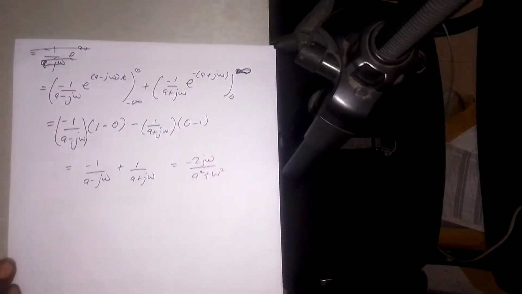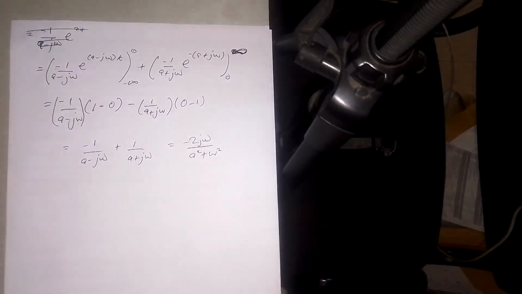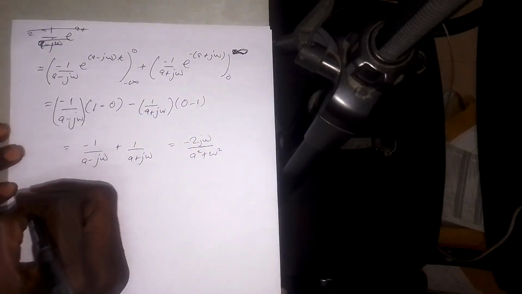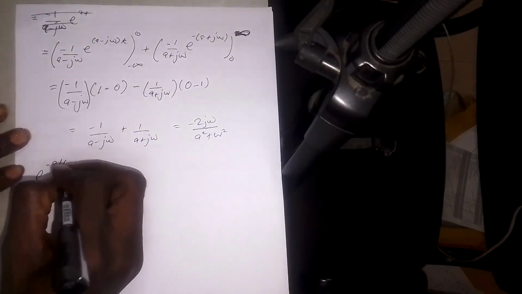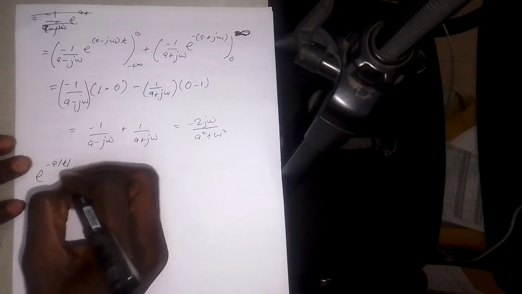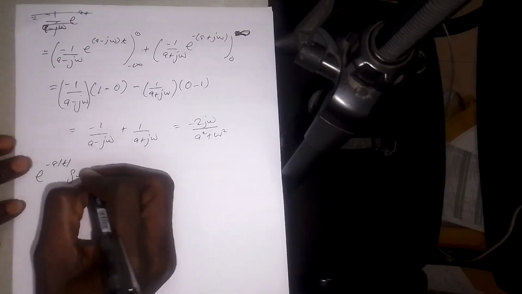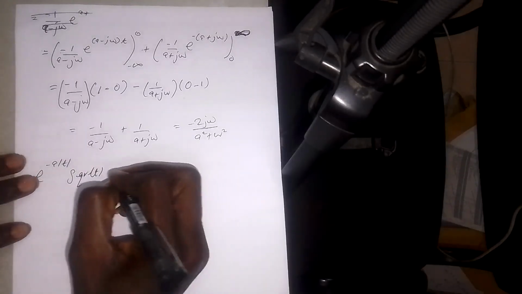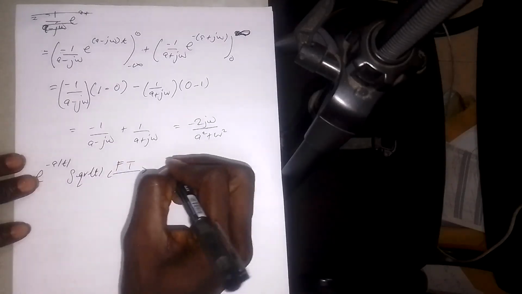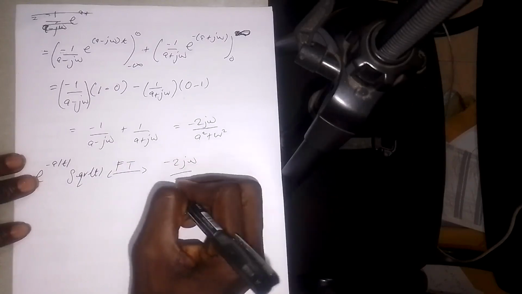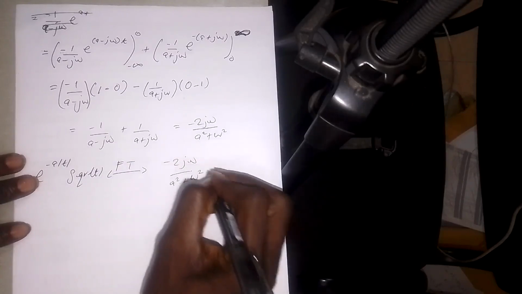Now I'll proceed from here. Proceeding from there, I now know that the Fourier transform of e exponent minus a mod t, into the sign of t, the Fourier transform is actually giving me minus 2j omega over a squared plus omega squared.